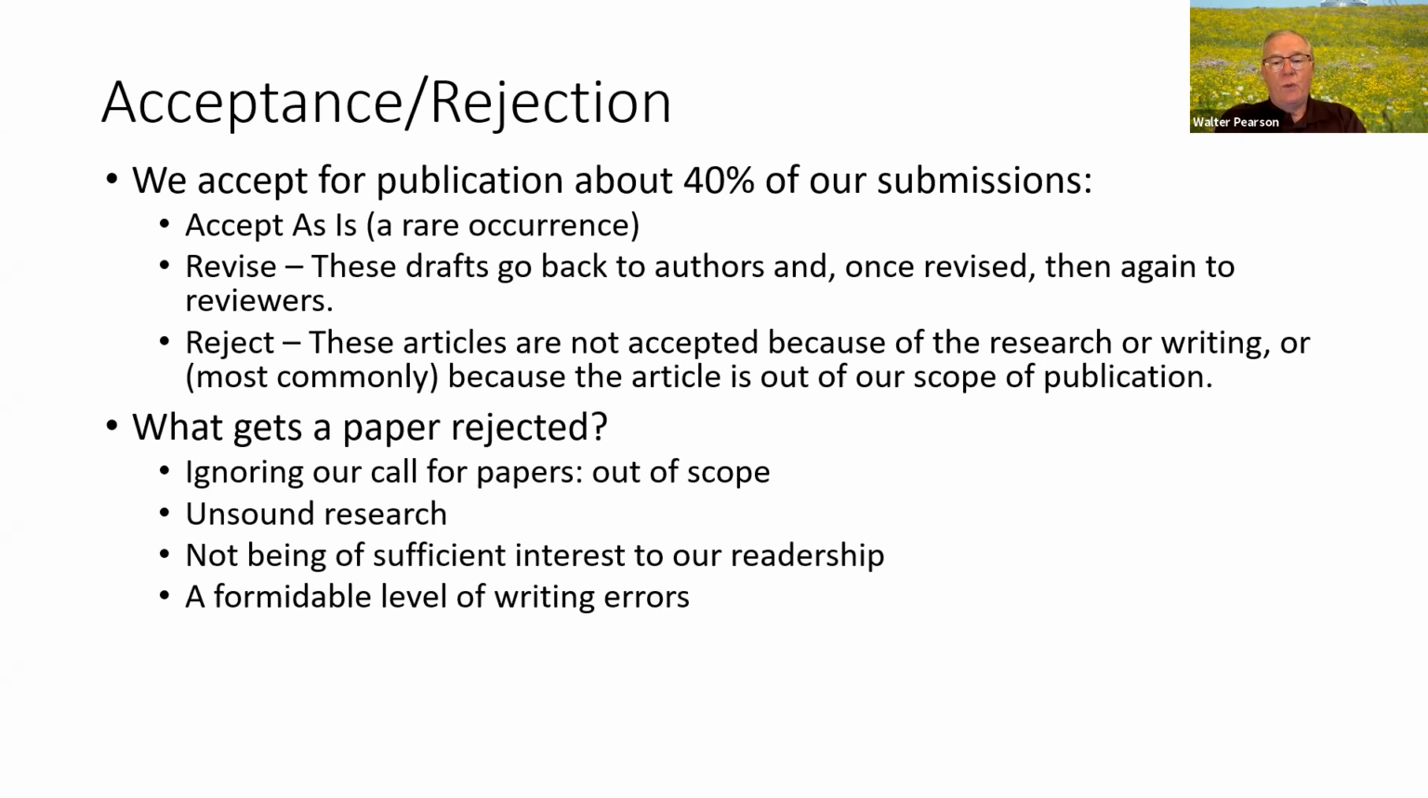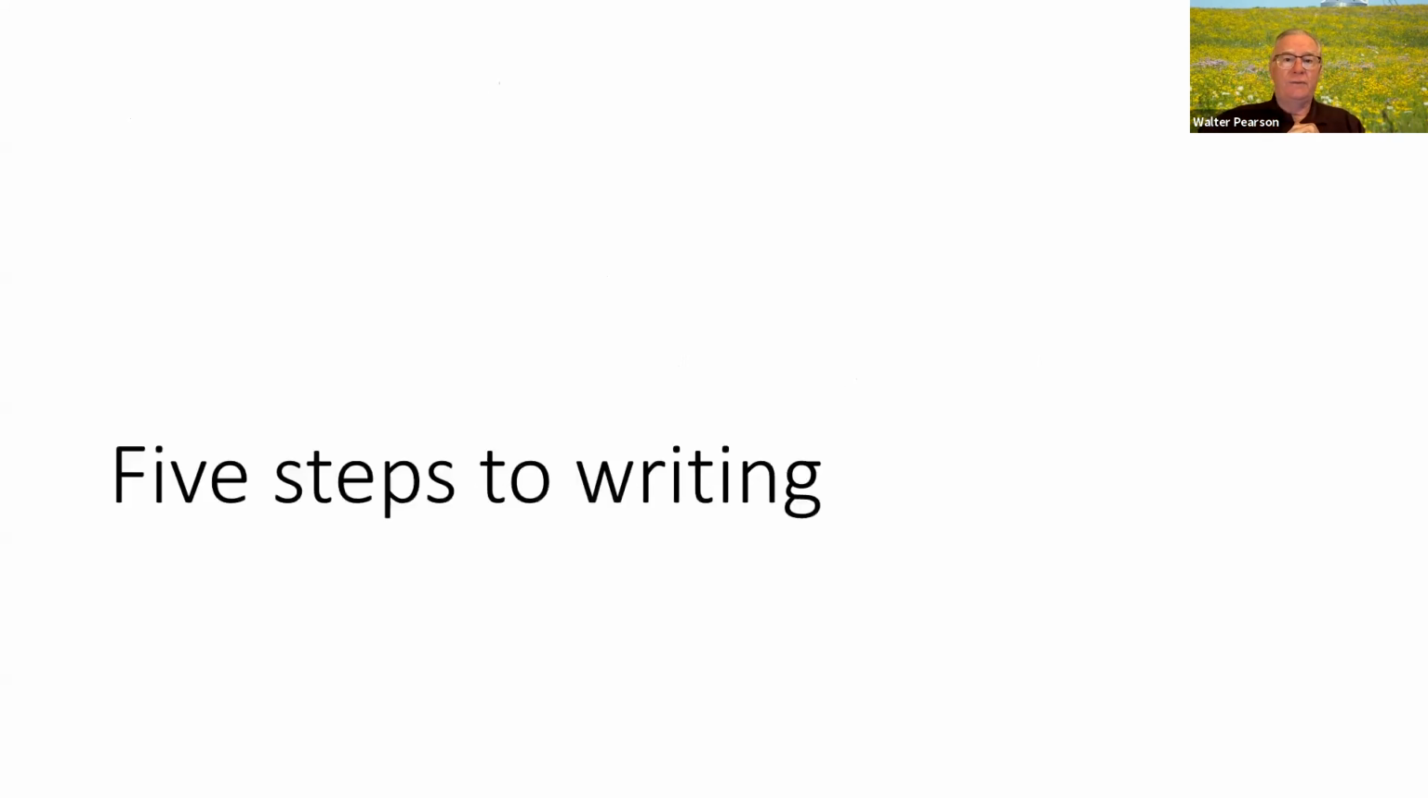What gets a paper rejected? Ignoring the call for papers, being out of scope of the publication. If there's something unsound about the research, maybe it's robbing Peter to pay Paul and doesn't really fit together, that can get it rejected. Not being of sufficient interest to our readership. And to be honest with you, particularly with international submissions, a formidable level of writing errors. The reviewers sort of throw their hands up and say, I can't handle this, it's too much. You do want to put some polish into any paper that you do.